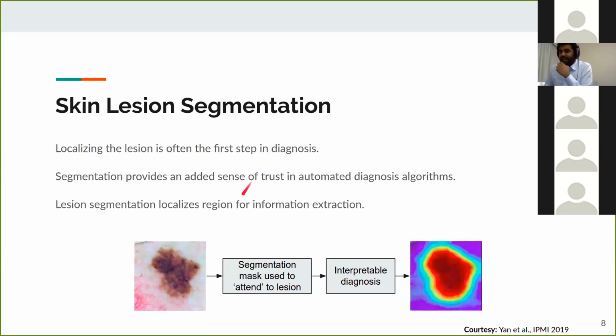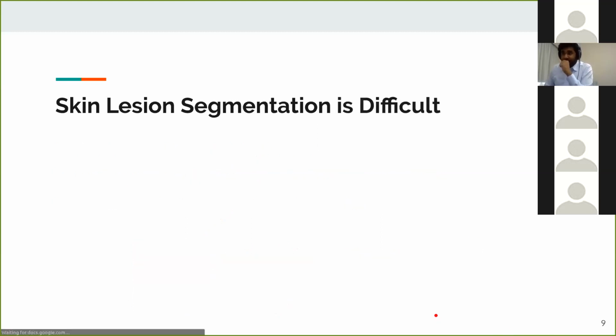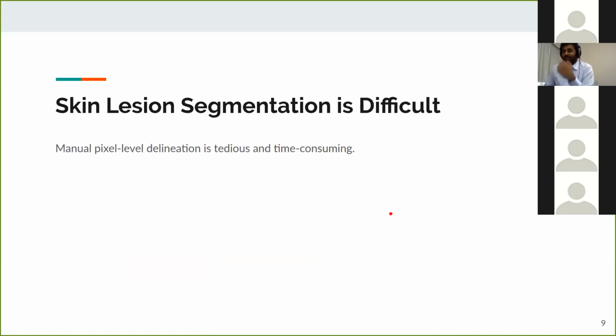For example, a recent work by a lab mate of mine, Niki, used skin lesion segmentation masks to attend to certain regions of the image to make a diagnosis, which made it in turn an interpretable diagnosis. Skin lesion segmentation, however, is difficult, mainly because of the tedious and time-consuming process of the manual annotation.